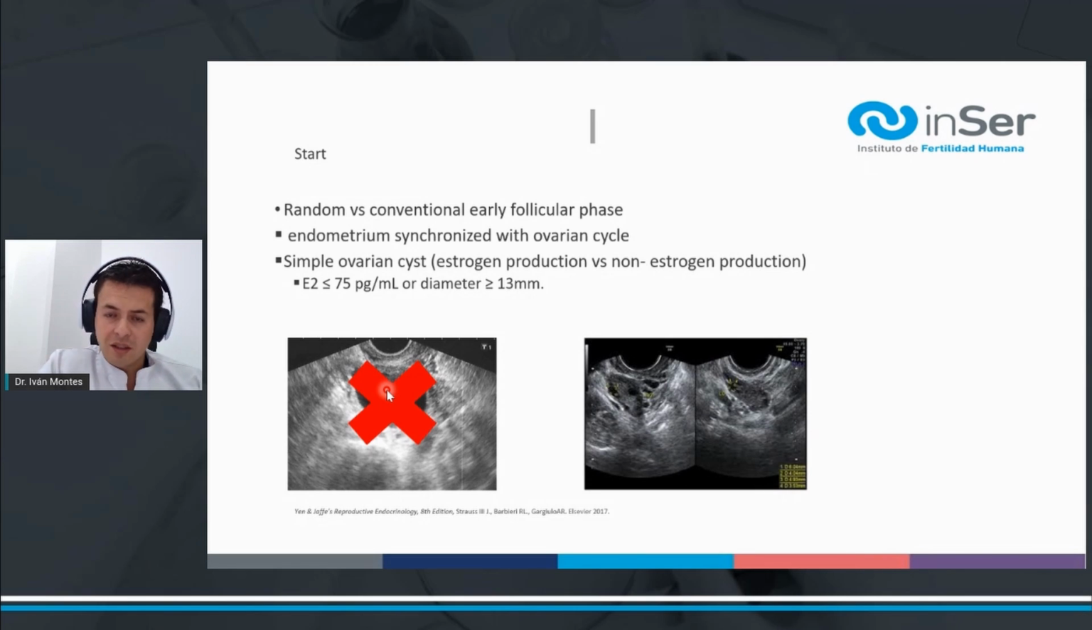What you must see on the ultrasound is a normal ovary with a lot of antral follicles, but not greater than 12 millimeters, as you see on the right side of the screen.